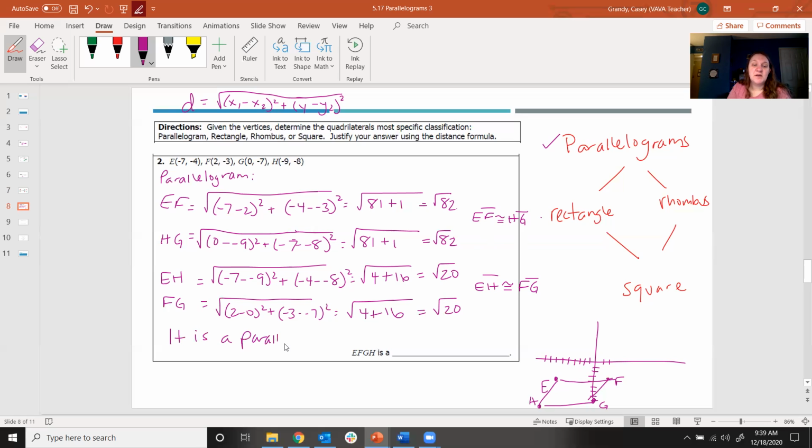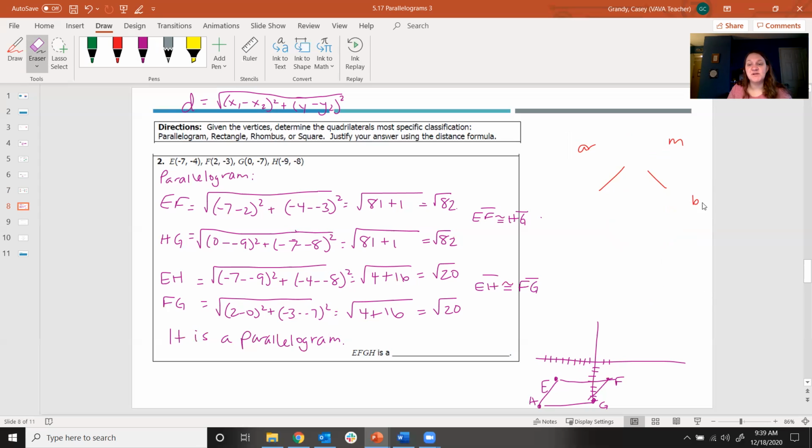But we need to keep going, because we're not just checking, is it a parallelogram? I want to know if it's a rectangle, a rhombus, or a square. And now that it is a parallelogram, it's possible to be one of those other three. So let's test to see, is it a rectangle? So what property of a rectangle could I use the distance formula to prove? Well, we know that in a rectangle, the diagonals are congruent. So let's find the length of the diagonals. So in this case, the diagonal is EG and HF. So we're going to find the length of EG and we're going to find the length of HF.